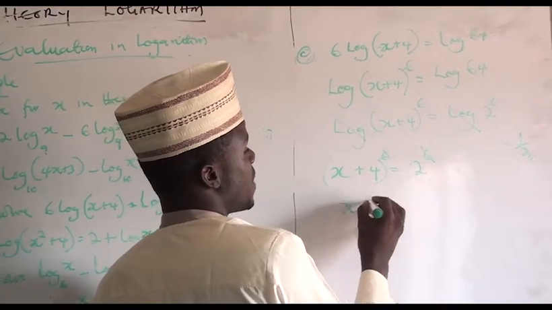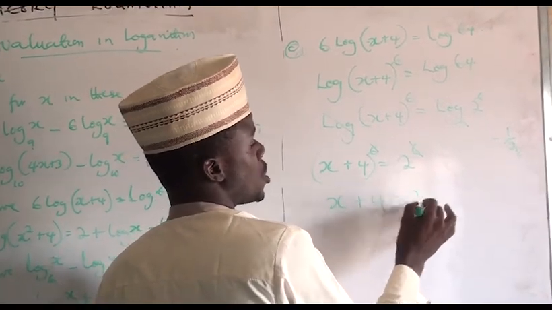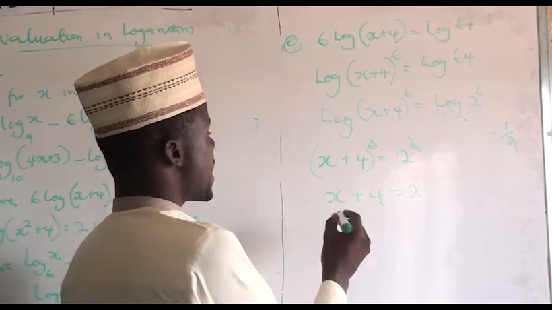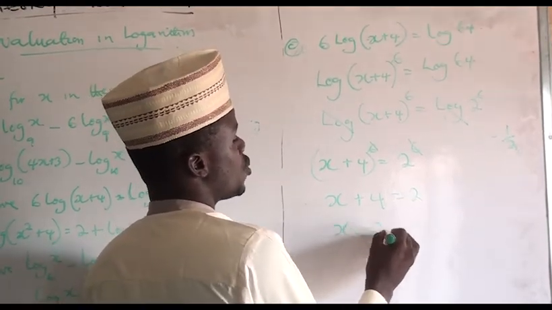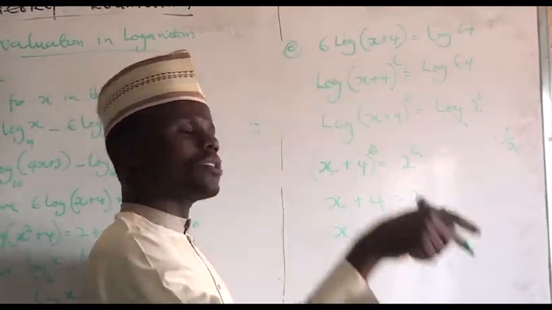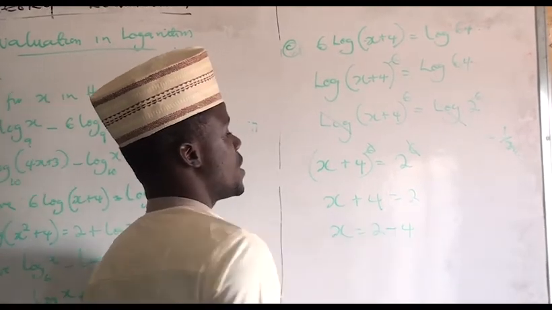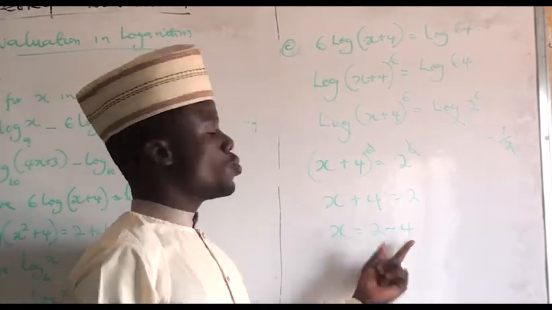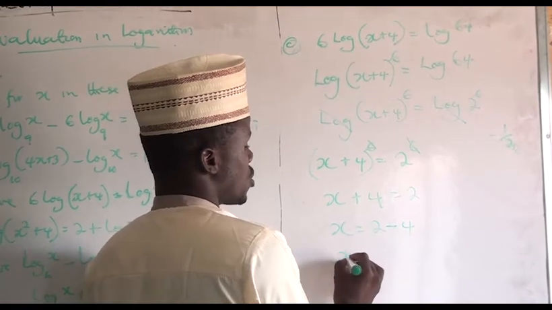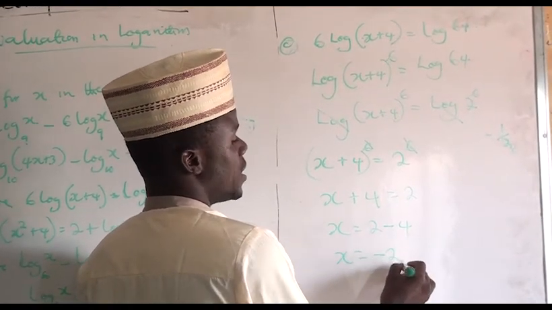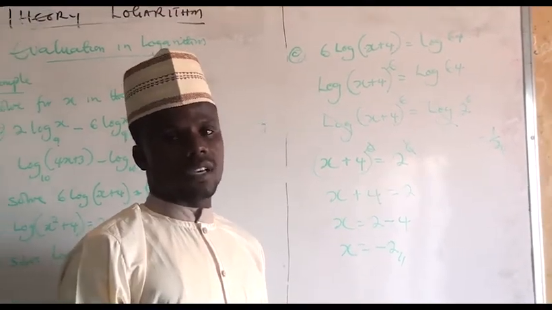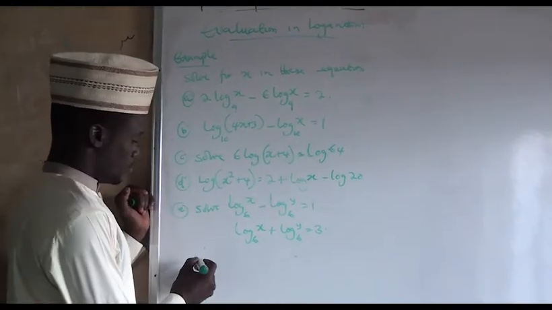So here we have x plus 4 is equal to 2. So x alone is equal to 2 minus 4, since when we take the 4 to the other side, it becomes minus. 2 minus 4, so x is equal to minus 2, and that is the answer. Now to look at the d.